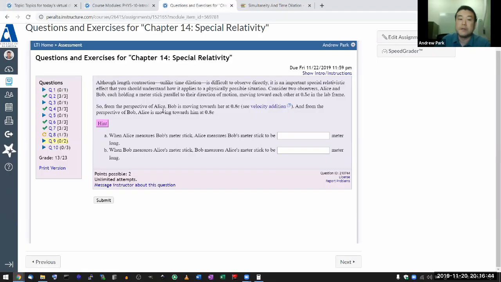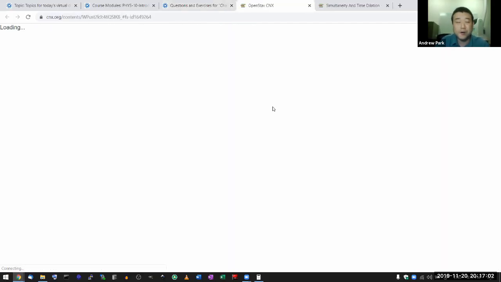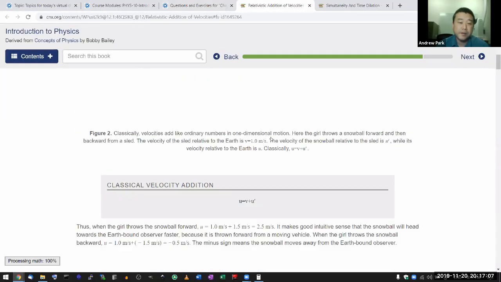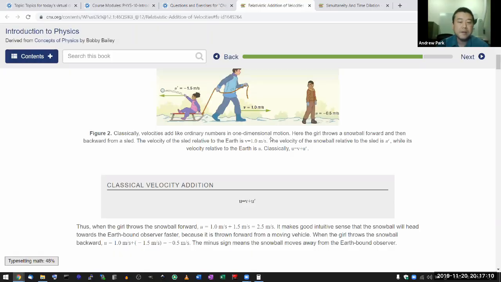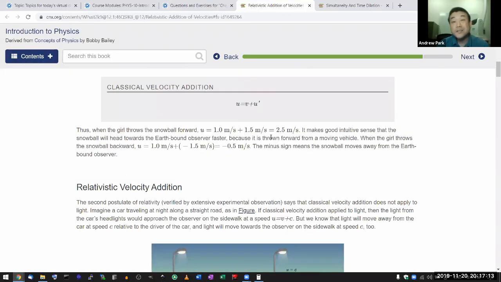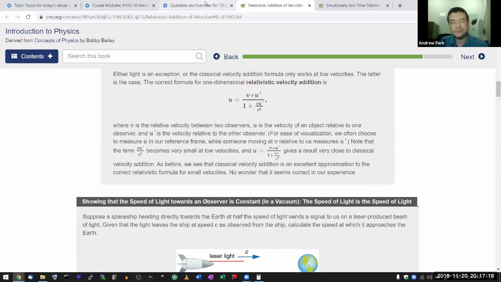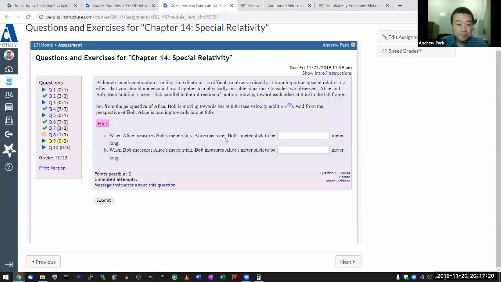Good. So from the perspective of Alice, Bob is moving towards her at 0.8 C. And there's the thing about velocity addition, how this is consistent with this. I'll just leave you at, you don't need to worry about it. The velocity addition formula is a super complicated formula. I wouldn't really worry too much about learning that formula. I'm pretty sure I'm not going to be asking you quantitative questions on the velocity addition formula. I'm like 90%, 95% sure.